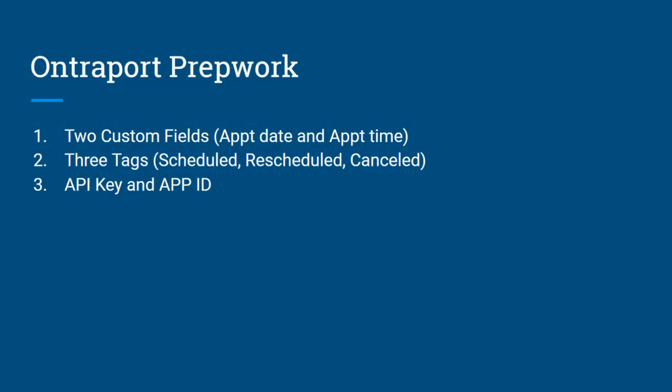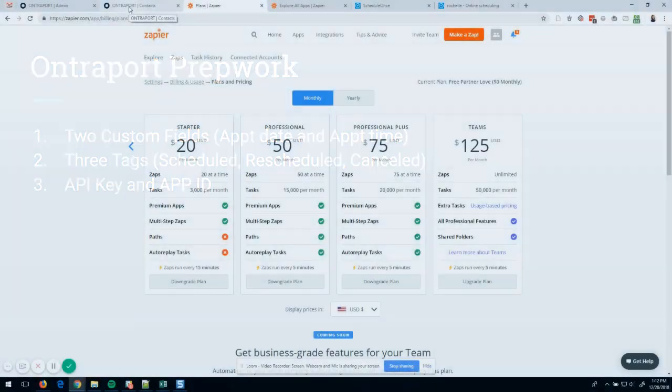Next, let's go ahead and do some pre-work. So the first thing is we're going to create some custom fields, a couple of tags, and grab some what we call API key and app ID information to make it easier once you are ready to start with Zapier. So let's go ahead and create the custom fields first.